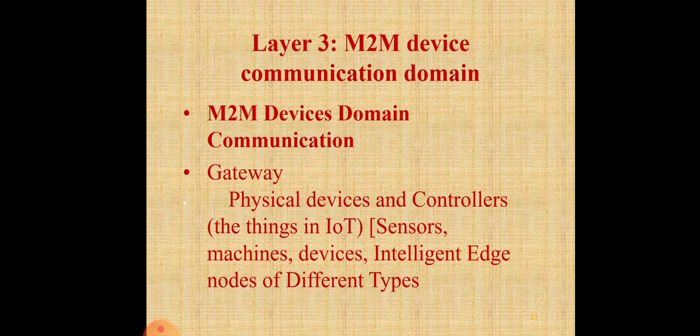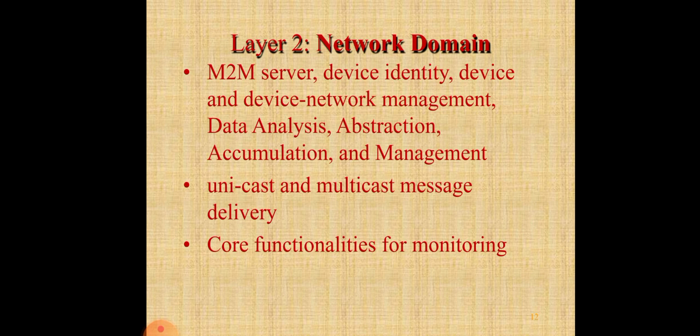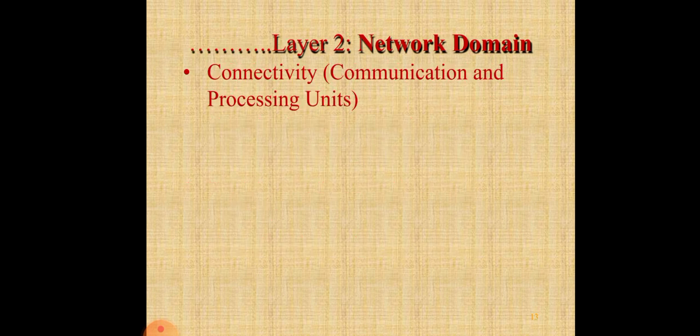Now layer 3, the M2M device communication domain, has gateways, physical devices, controllers, sensors, machine devices, and intelligent nodes of different types. Then in layer 2, the servers, device identity, and device and network management are all functionalities of layer 2. This layer is also used for unicast and multicast message delivery for communication data transfer, and is involved with the core functionalities for monitoring and management. It also lays down the connectivity, communication and processing unit.